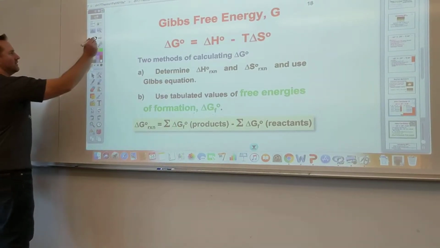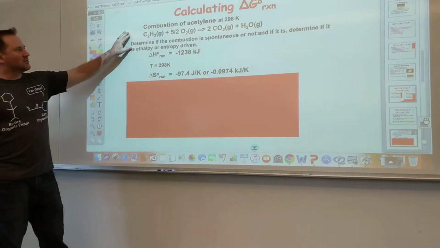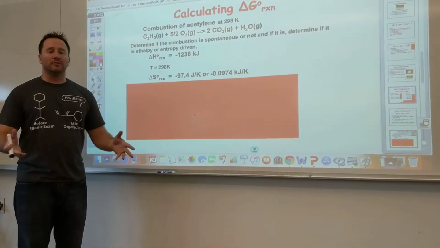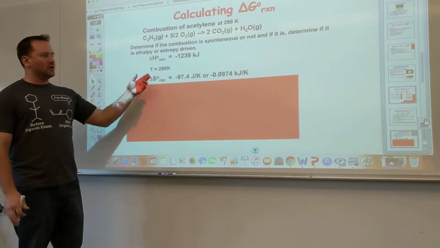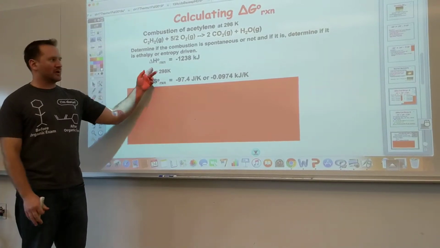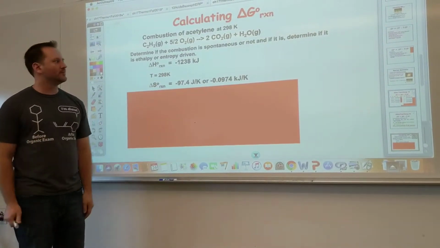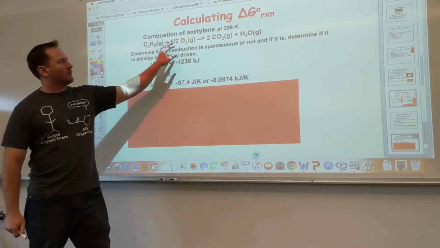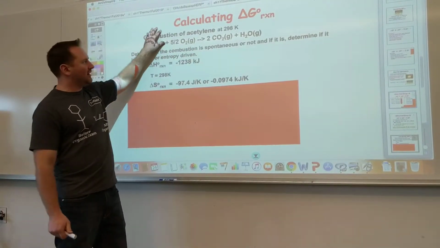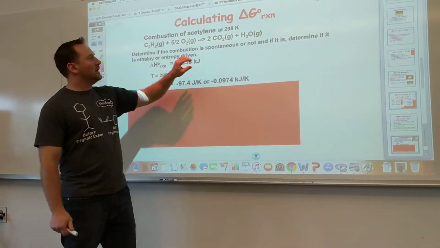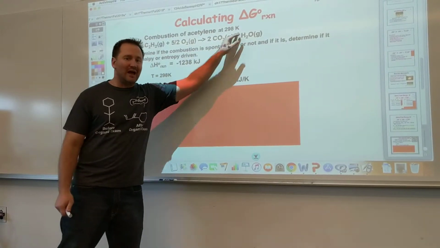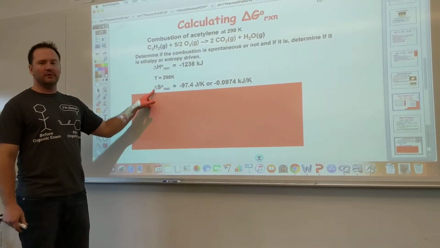So let's take a look at one of these. This reaction right here is the burning of acetylene, which is what we use in welding torches. And you would imagine that would be very exothermic. It releases energy. You're able to weld with it. However, you actually have more moles of gas: you have 3.5 moles of gas on the reactant side and only 3 on the product side. So it actually goes down in entropy.